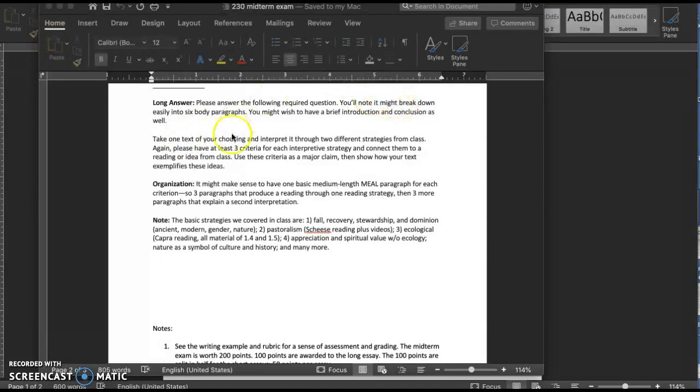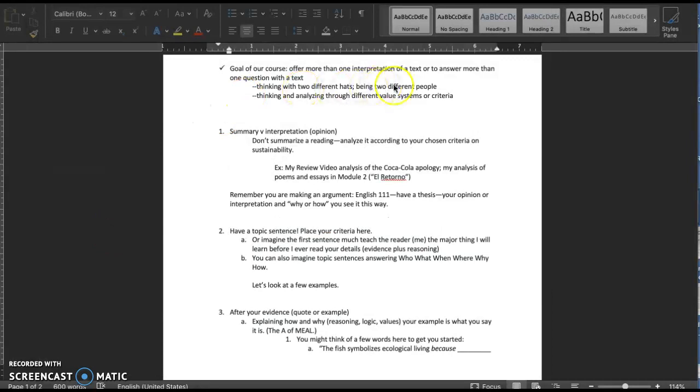And keep in mind the criteria. Breaking big definitions or concepts down into manageable things you can use to analyze is what this course is all about. And that's really what I want you to do on the exam as well. And it's going to make your life easier because you know what you're analyzing for. Keep in mind, that is the goal for our course: offer more than one interpretation of a text, and for all these different things that we're learning, right? And that's a good skill for life. That's why I put it into the course.